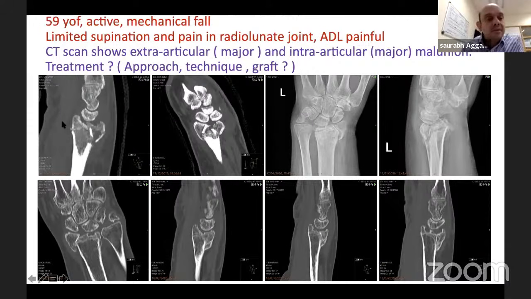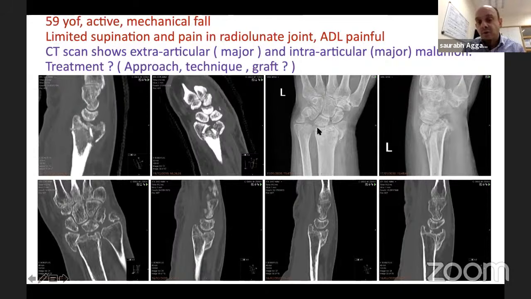Now this was referred last year. She was 59, and she had a simple mechanical fall. She was just lost to follow-up. So she came around 4 weeks' time, and by that time the fracture had this. So she was referred on. Her injury was on the 19th of December, and you see the 17th of January. So just 4 weeks have gone by, but for some reason, she was lost in the system. By that time, the fracture was already maluniting.